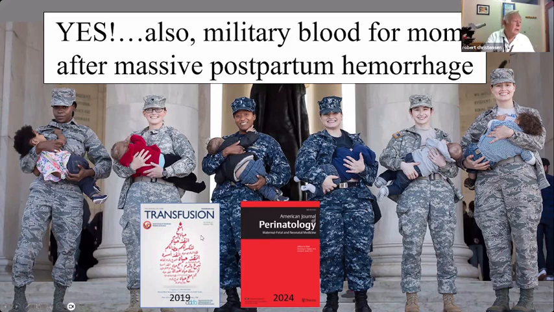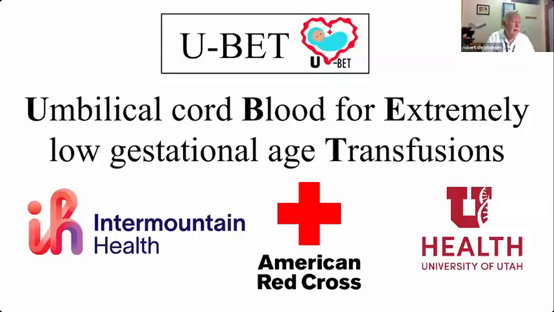The first such woman to receive type O low titer blood was in 2019. Now, many centers, I don't know about Australia, but many centers in the United States are using this product, not component therapy, for acute blood loss in postpartum hemorrhage.